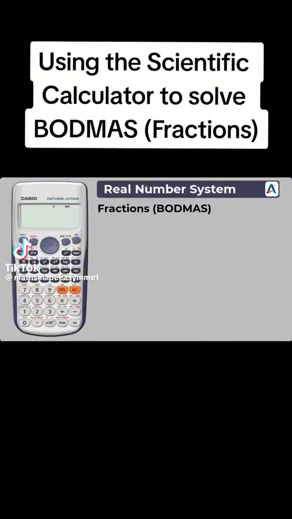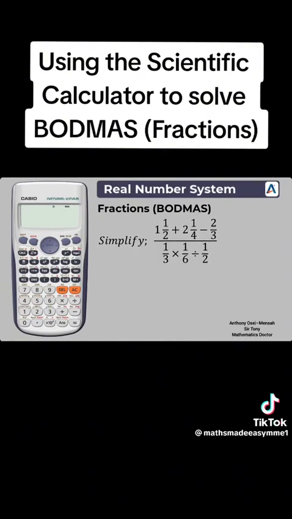Let us take another question on how to use a calculator to solve fraction questions. In this question, it reads, simplify 1 whole number 1 over 2 plus 2 whole number 1 over 4 minus 2 over 3, all divided by 1 over 3 times 1 over 6 divided by 1 over 2. Let's see how to use a calculator to simplify such a question.